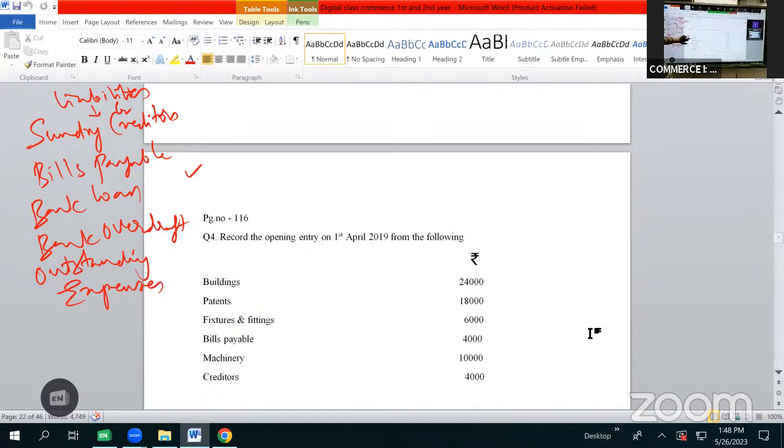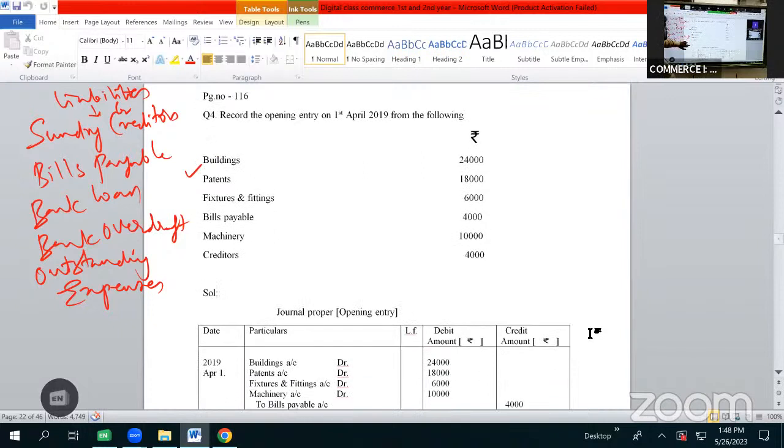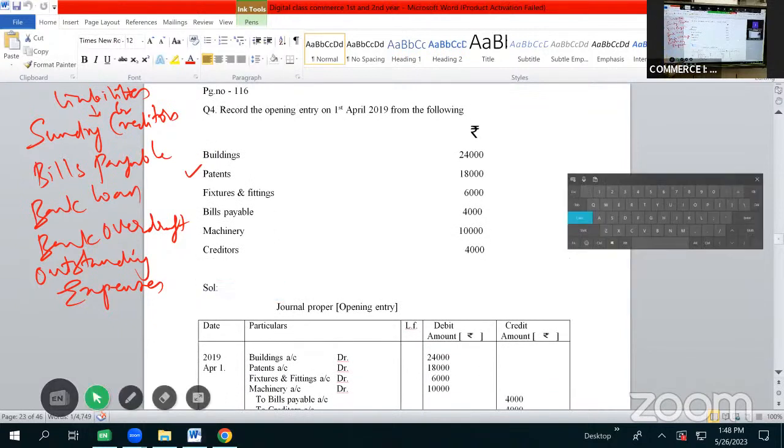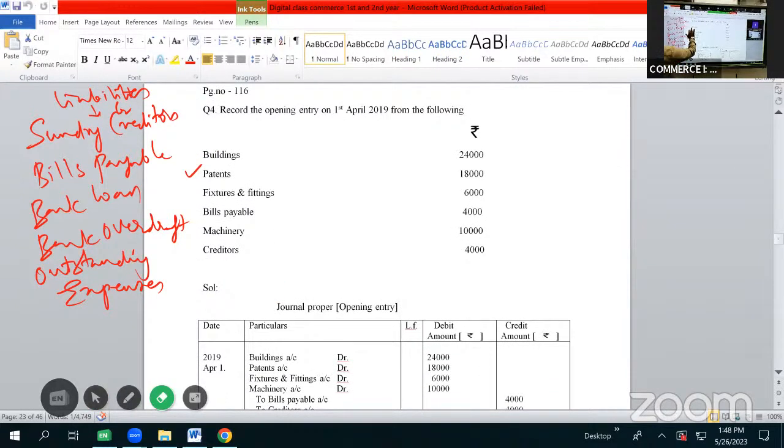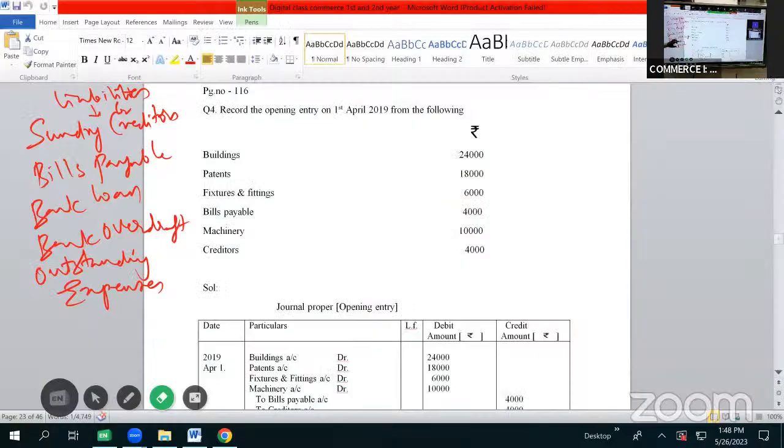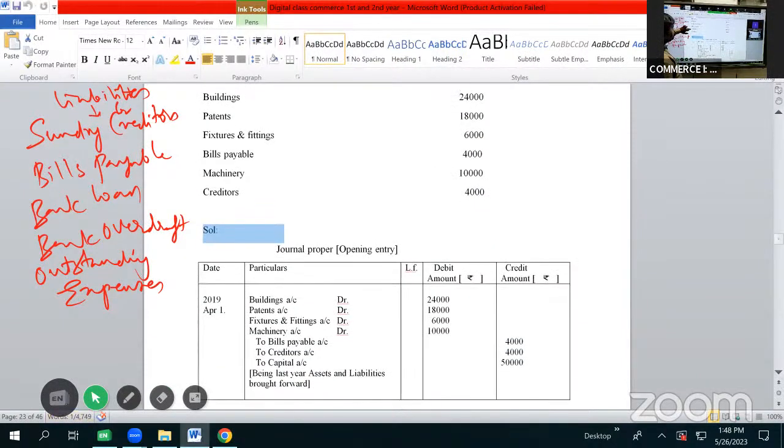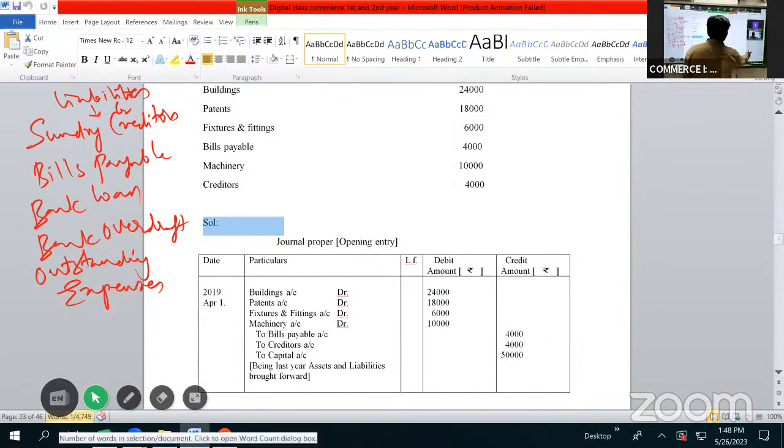Page number 116, question number 4. Record the opening entry on 1st April 2019 from the following. So here again we are provided with some assets and liabilities and we are asked to prepare the opening entry.